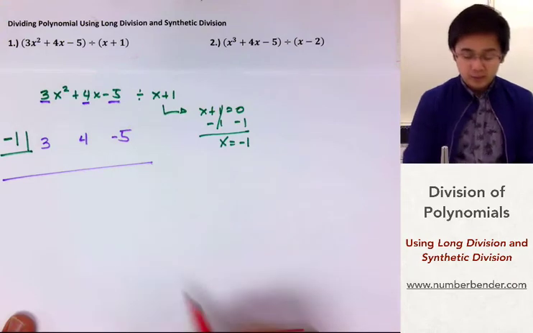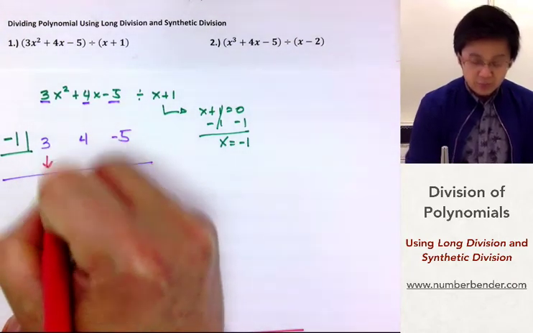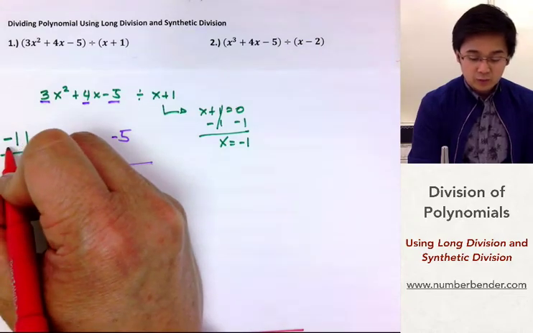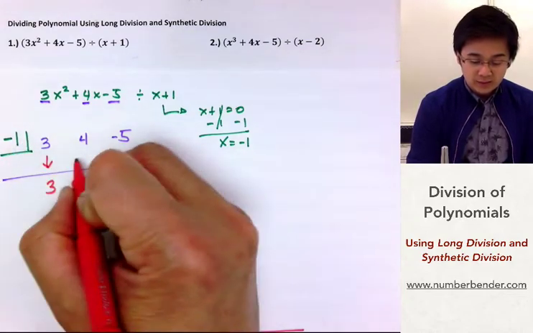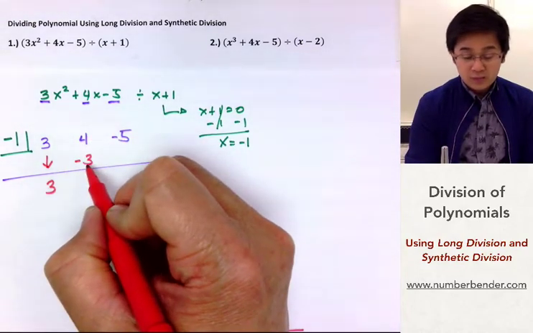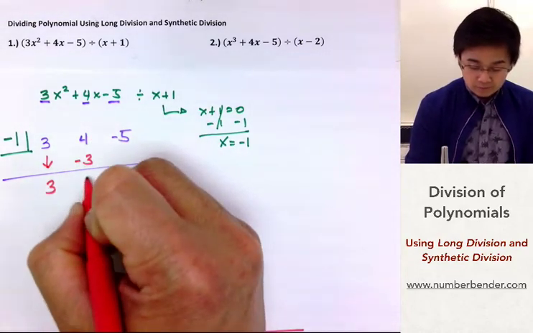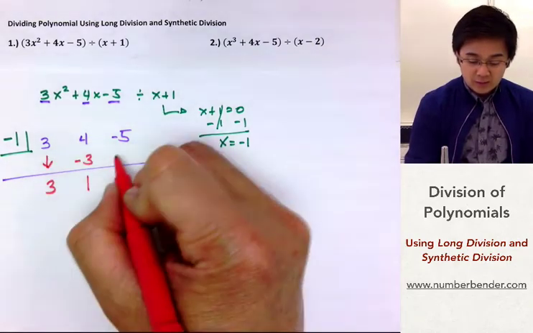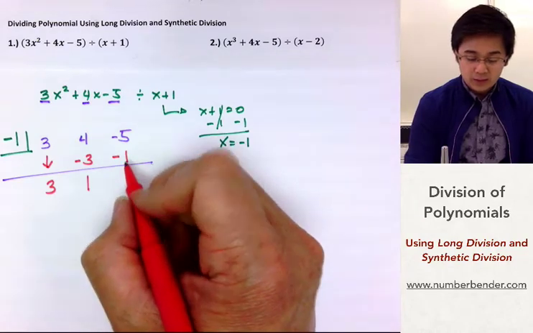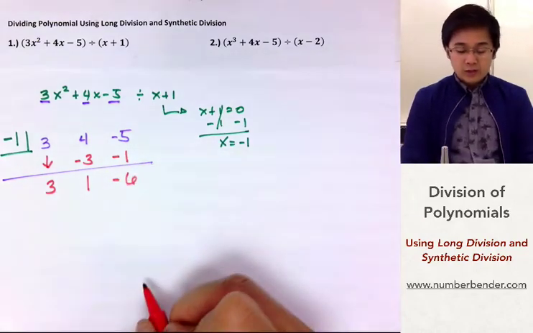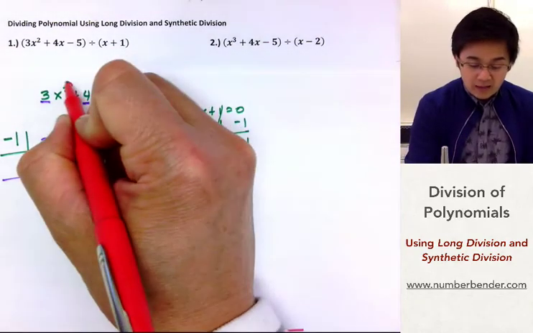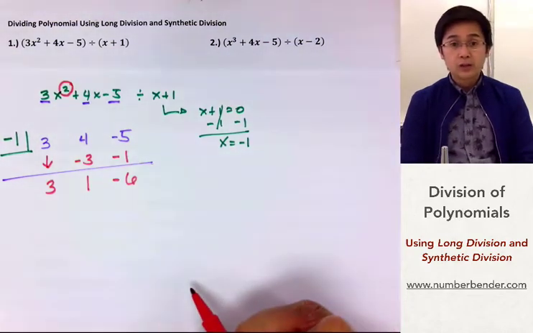So the step would be to first bring down the first term, which is 3, and multiply it with our negative 1 over here. So 3 times negative 1 is negative 3, and then we add them up. 4 plus negative 3, or 4 minus 3, is 1, and 1 times negative 1 is negative 1. Adding this together, negative 5 plus negative 1 is negative 6. So writing out our final answer will depend on the highest exponent of our polynomial.